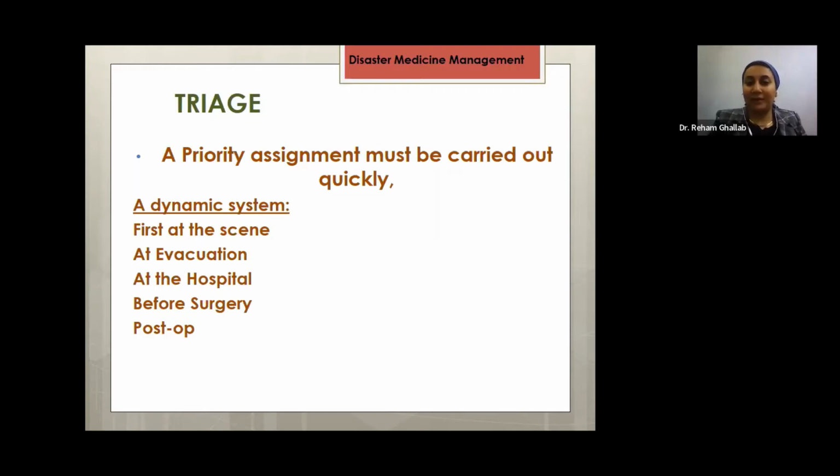What is triage? Triage is a dynamic process. We can do it at the scene first, when the first officer arrives at the scene. We do triage during evacuation, which sets the priority to evacuate first to the ambulance, to the hospital, to the ER area. Then we do triage also at the hospital before surgery, after surgery, and every day until the disaster is closed.